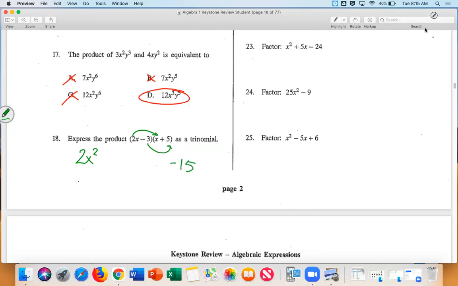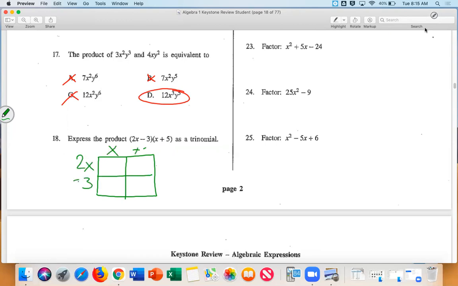Now, obviously, I left some space, right? Because it looks like we forgot some stuff. So this is why I said the box method really helps you out here. And it's okay, we didn't spend all that much time on it. So we have the box. And going down the side, we have 2x minus 3. And along the top, we have x plus 5.